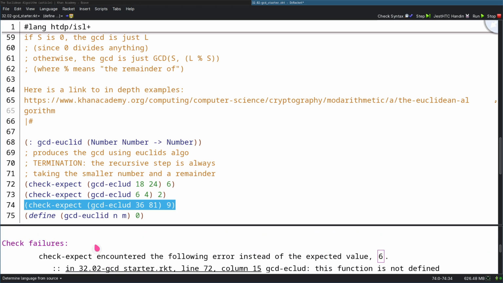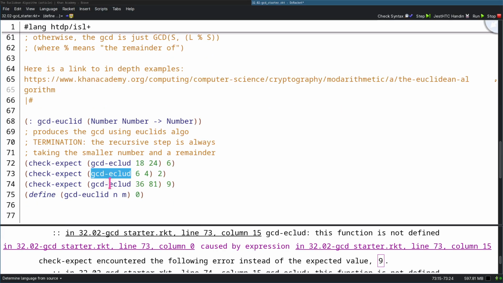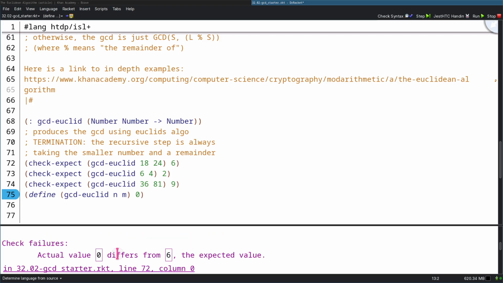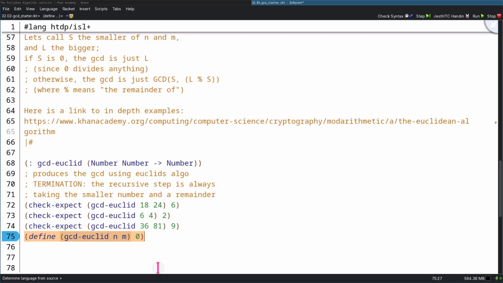And we get a bunch of mismatches. It says gcd-euclid, this function is not defined. Okay, I spelled it wrong. That's why I run the tests, stub against examples, and you just get differs. That's cool. So pause the video and try to do this on your own.